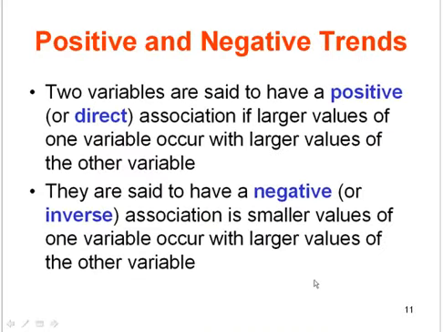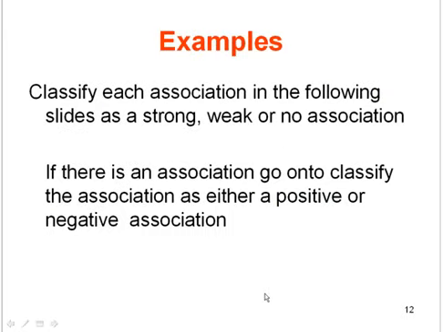So this slide pretty much sums it up. A positive association exists if when one variable increases, so does the other variable. A negative association exists when one variable's increase results in the decrease of the other variable. We go on to examine a few examples.